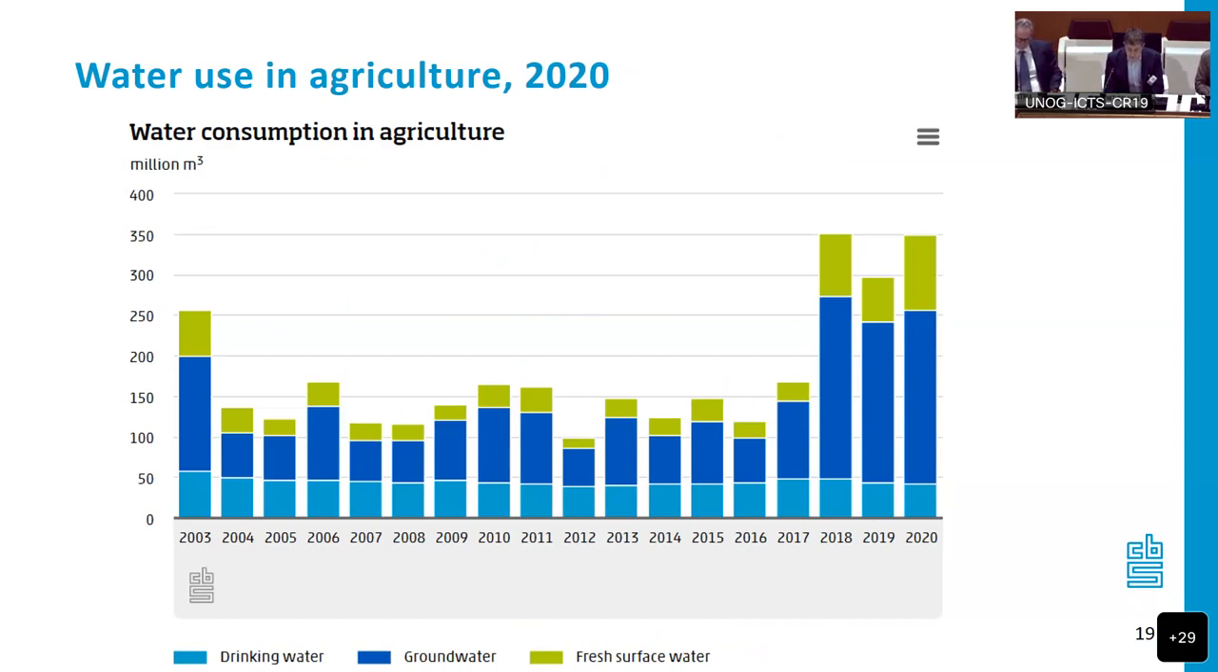And as you can see here, particularly in the last three years that we have data for, 2018, 2019, 2020, you see a very high use of water in agriculture. These were warm years, so there was a lot of need for water. So you can really show how this has impacted the water used by agriculture.